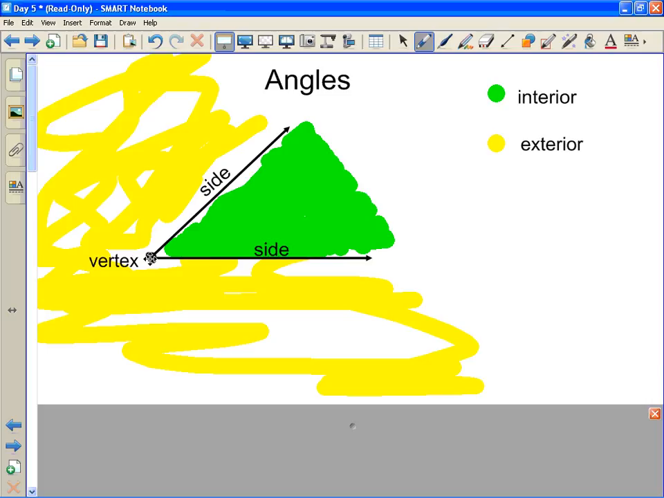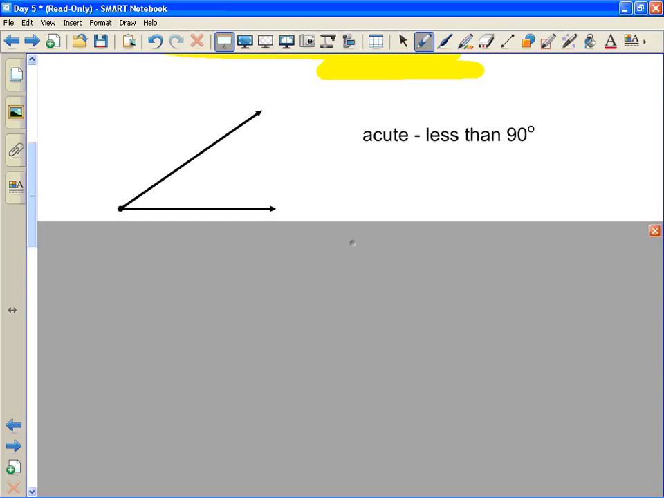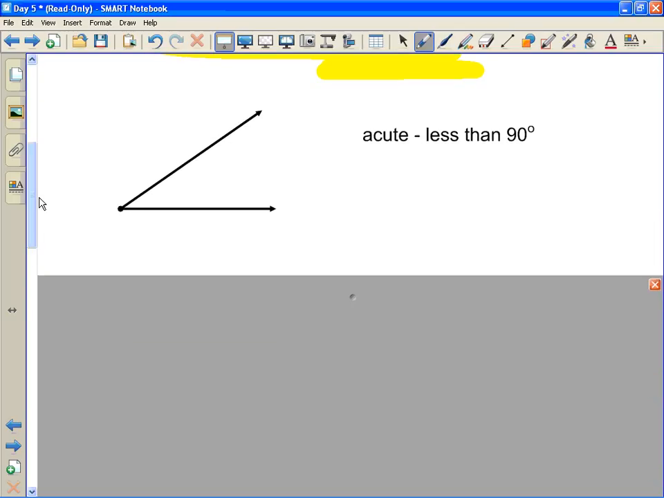There's an interior part. Okay, that's the green part here. That's the interior of the angle. It's what's between the sides. And there's an exterior, which is outside of the angle. Now we can measure angles. Okay, so I'll show you how to do that right now.